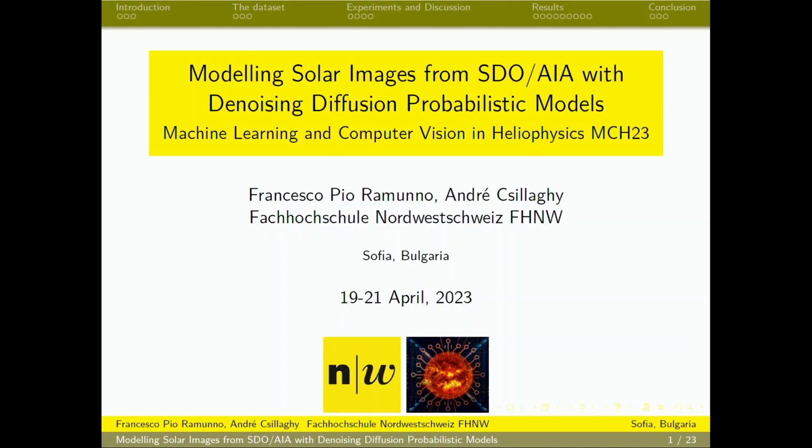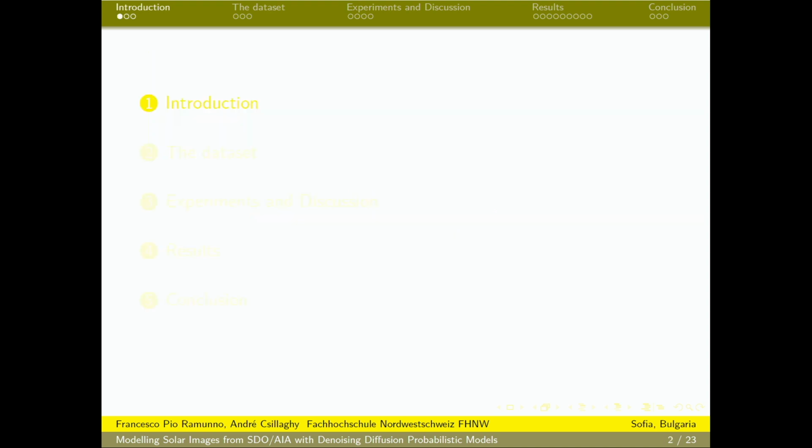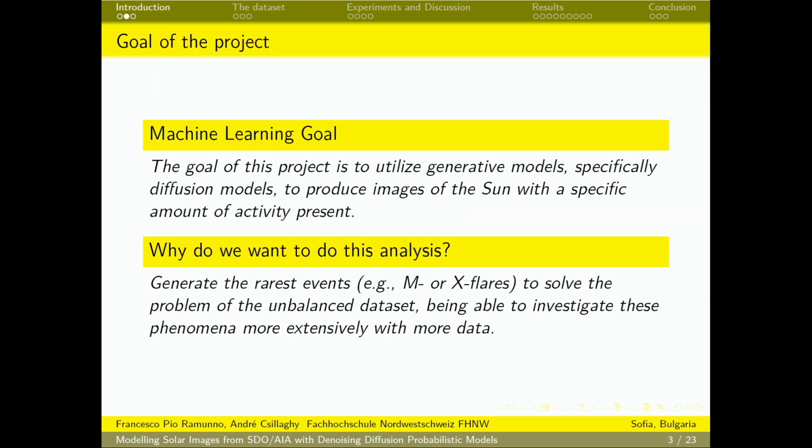Welcome everyone. My name is Francesco Pio Ramunno, and today I'm going to speak about modeling solar images coming from the SDO telescope using the denoising diffusion probabilistic models. The idea of this project is to use generative models, denoising diffusion models specifically, to produce images of the sun with a specific amount of activity on top of it. So not vague images of the sun, but trying to control what we want to replicate on its surface.